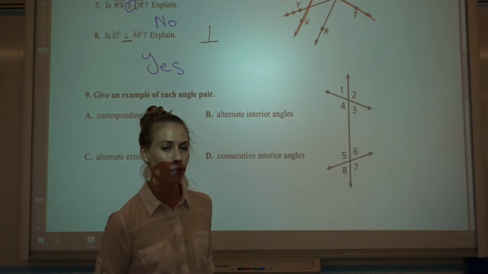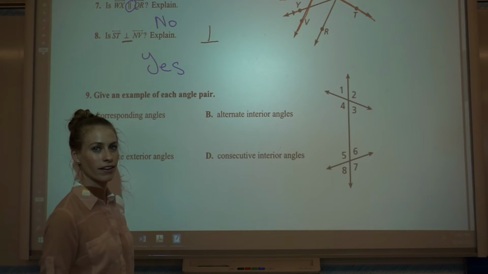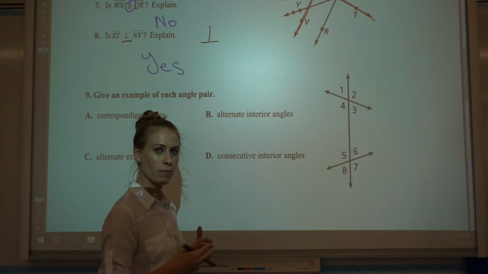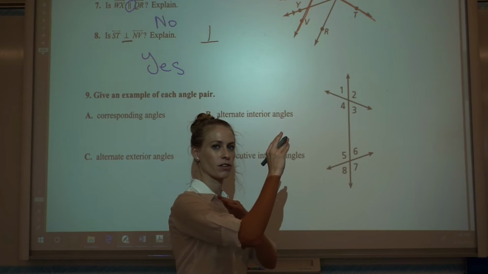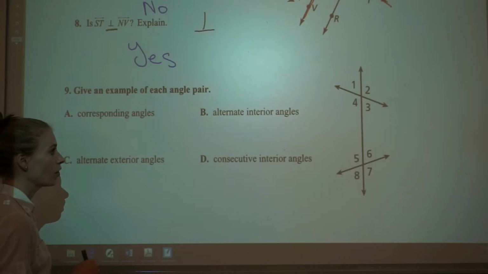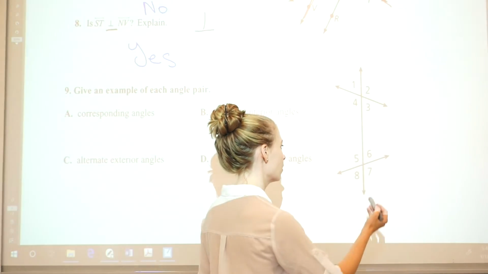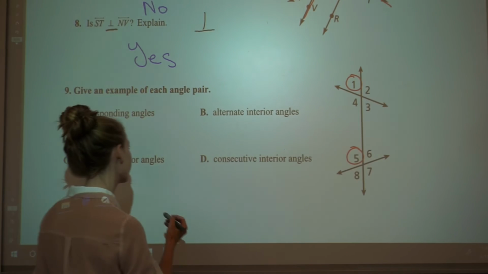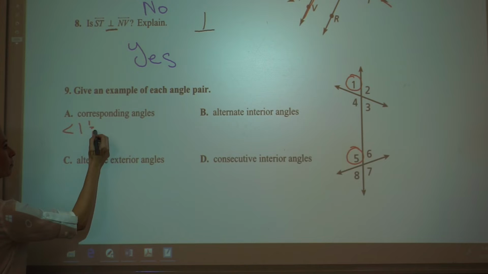All right, so now they want us to give an example of each angle pair. There's 4. So corresponding angles. Remember, it's going to be on the same side of the two lines and the transversal as well, okay? So I'm going to look at the upper left of my transversal and my two lines. Angle 1 and angle 5 are corresponding because they're on the upper left side of that diagram.